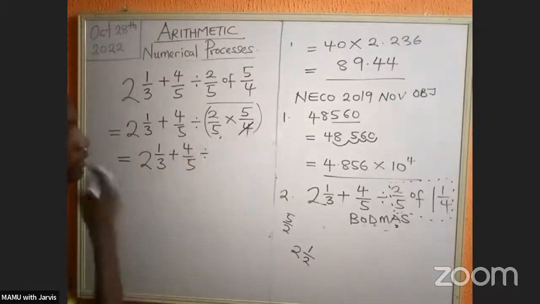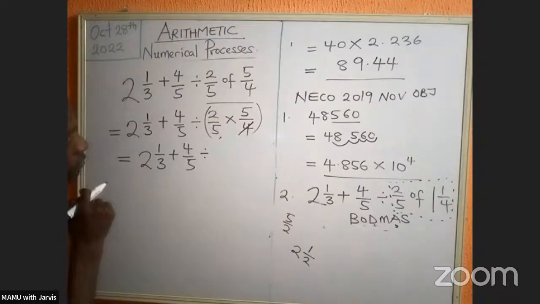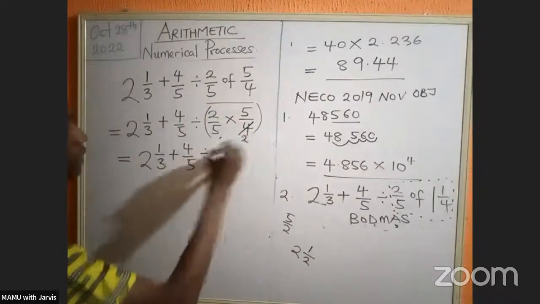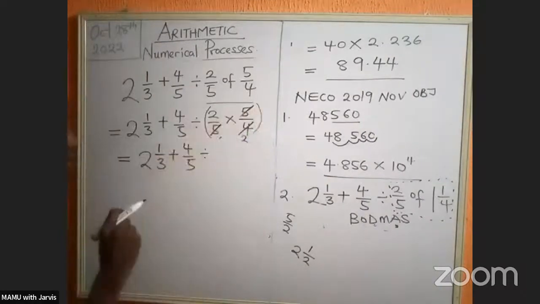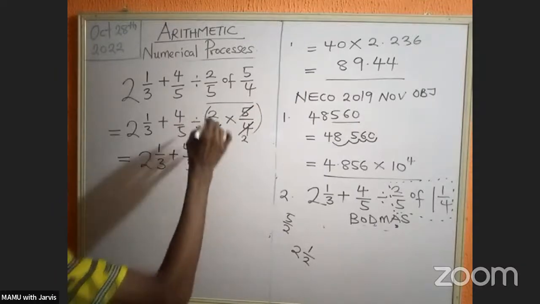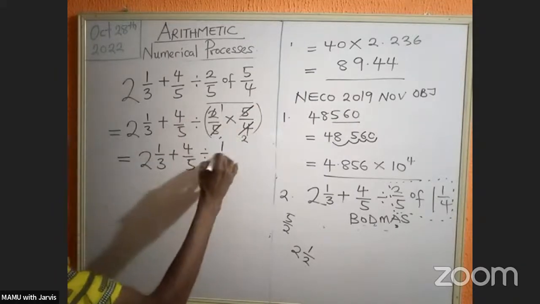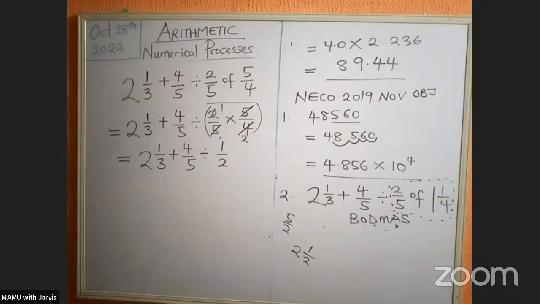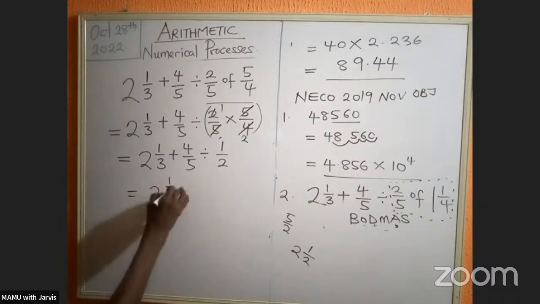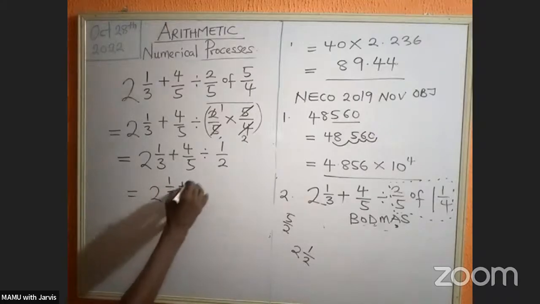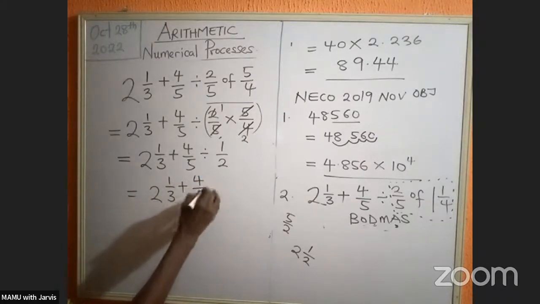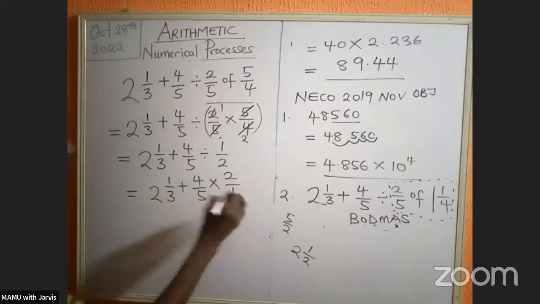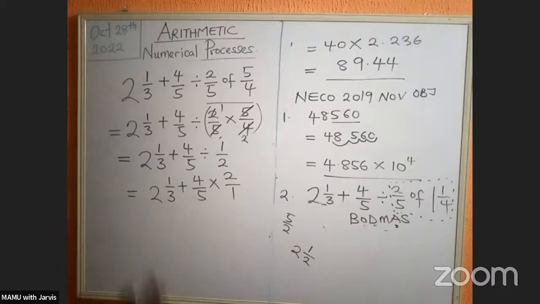So this would have been what? 2. This 5 will go with this 5. And this would have been what? 1. So divided by 1/2. So let's see if that would correct my mistake. The error came from me. That would be 2 1/3 plus 4/5 times 2/1. All right. I think what I'm doing now is correct.